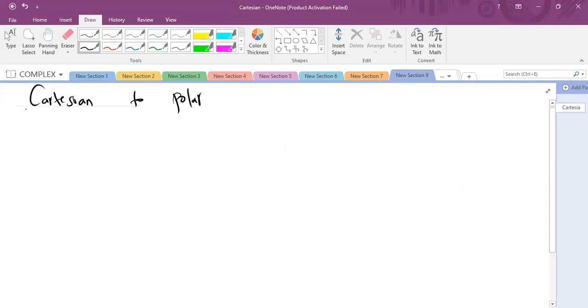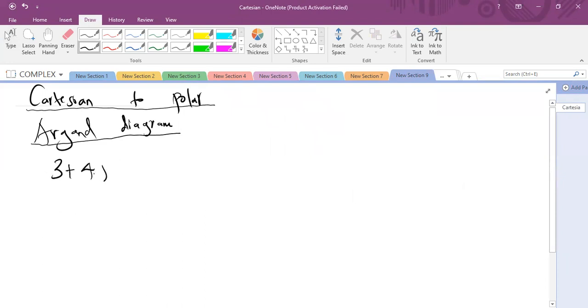In order for us to carry out the conversion from Cartesian to polar, it's important for us to know how to draw an Argand diagram. An Argand diagram is basically a pictorial representation of a complex number in the Cartesian plane. Let's say you're given a complex number like 3 plus 4j, and you want to represent this in the Cartesian plane.